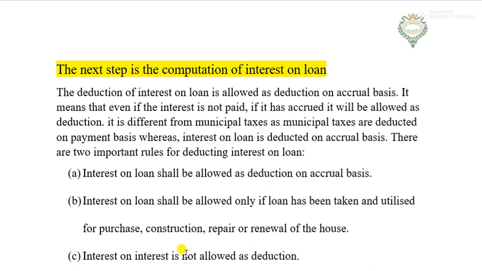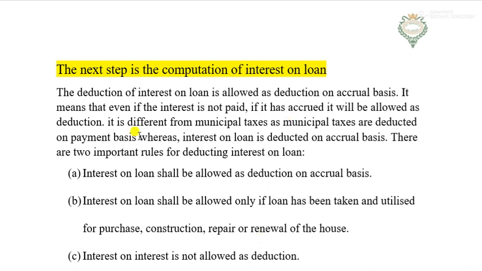Clear? What are the four reasons? If he takes the loan for purchase of the house, construction of the house, repair of the house, or renewal of the house, right? If he takes any loan for any of these reasons, then the interest that he paid on loan will be deducted.